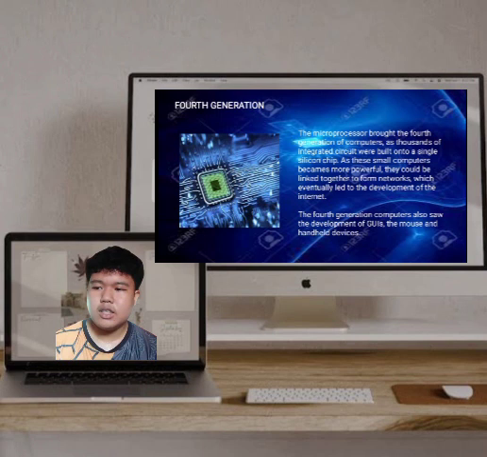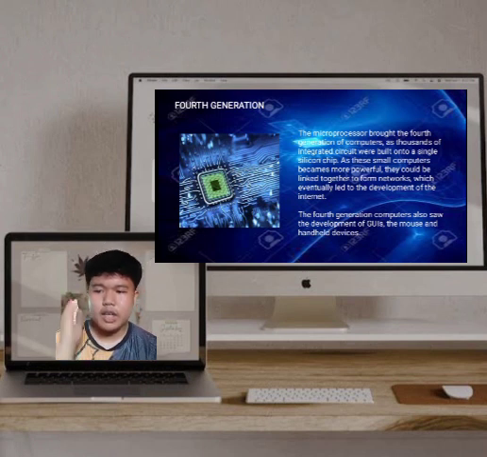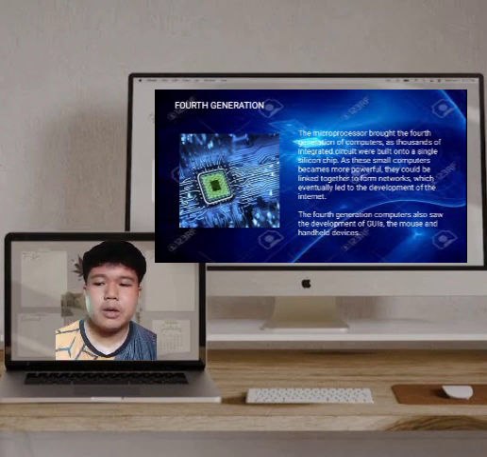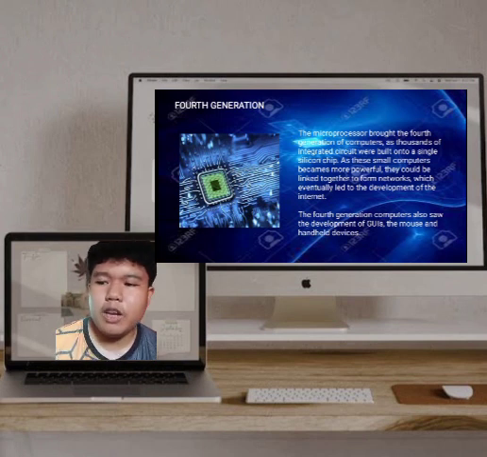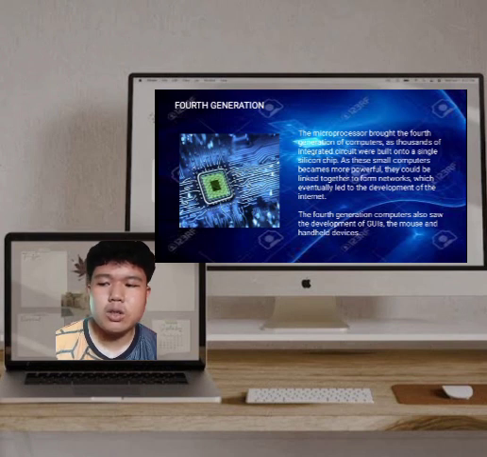Fourth generation. The microprocessor brought the fourth generation of computers as thousands of integrated circuits were built onto a single silicon chip. As these small computers became more powerful, they could be linked together to form networks, which eventually led to the development of the internet. The fourth generation computers also saw the development of GUIs, the mouse and handheld devices.